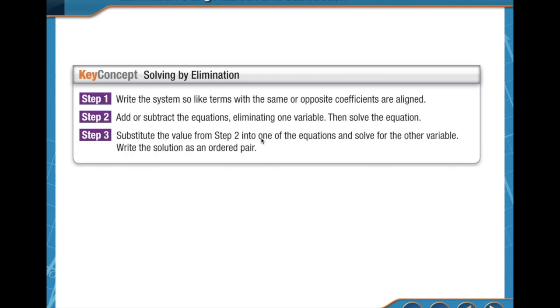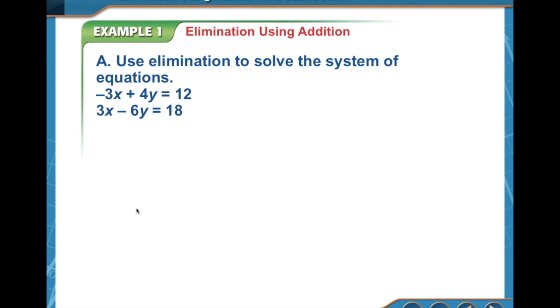Substitute the value you find, solve for what's left. Write that solution as an ordered pair, which we now know, as a reminder, looks like this. We have our x value, comma, our y value. This is how we want to write our solutions as an ordered pair. Great. So let's jump into it.